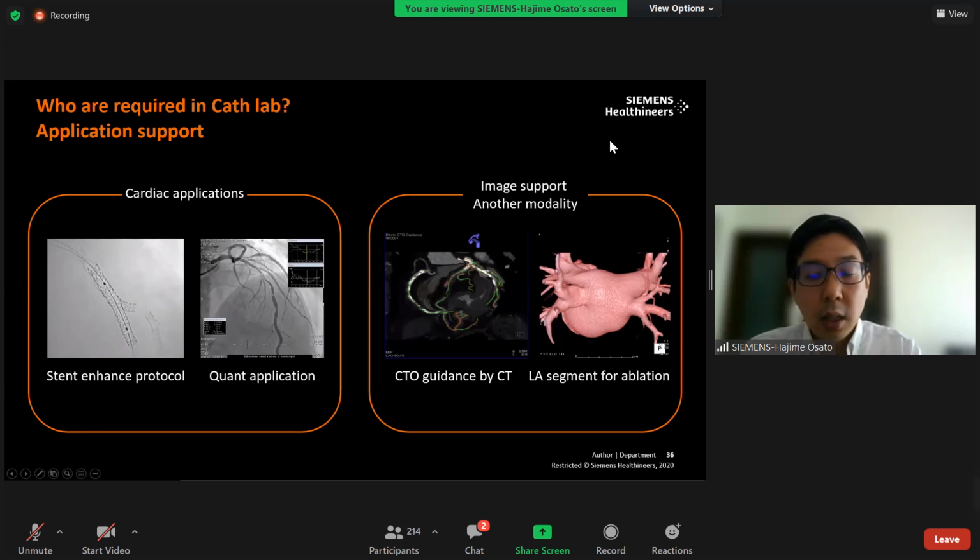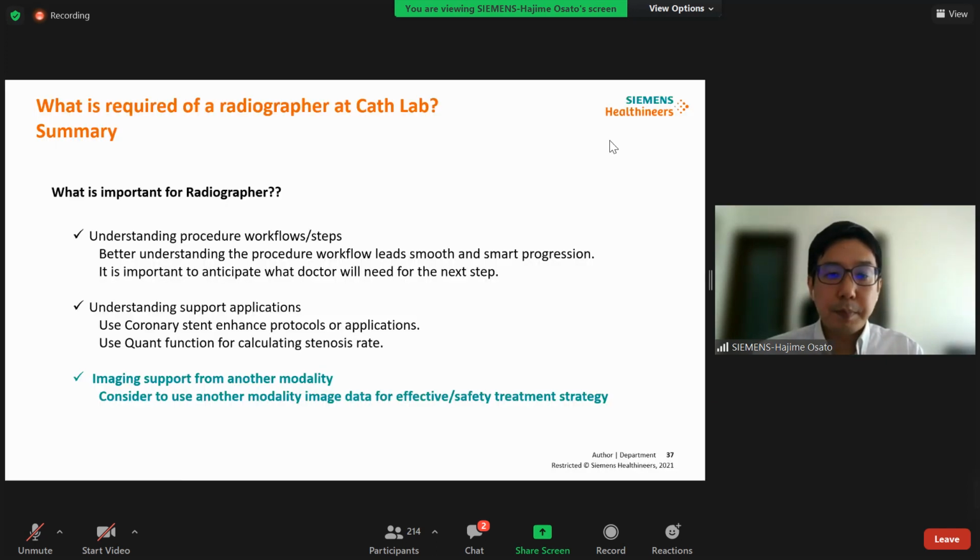Okay. So useful application software is developing rapidly. That's why you should get a better understanding of each one's characteristics and use it during the procedures. Okay. These guide your procedure effectively and safely. All right. And the third one is multimodality approach.